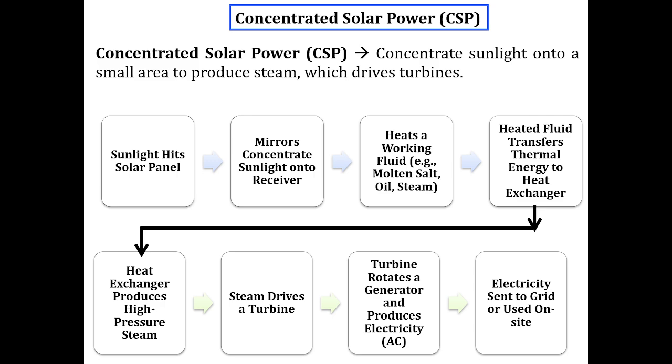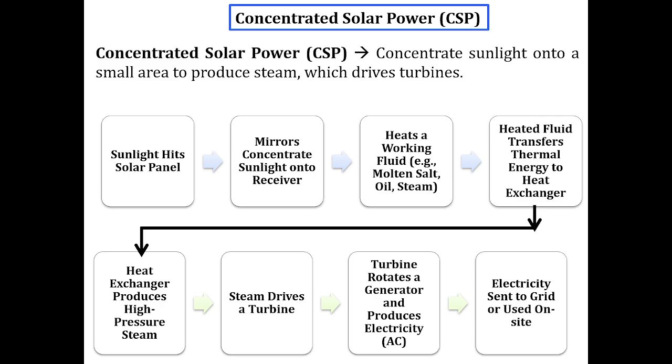The heated fluid transfers thermal energy to a heat exchanger. The heat exchanger produces high pressure steam. The steam drives a turbine. The turbine rotates an electrical generator. The generator produces AC electricity which can be supplied to the grid or used on site. So, the energy conversion is solar radiation to thermal energy, to steam energy, to turbine mechanical energy, to electrical energy. This is quite different from solar PV, which converts sunlight directly into electricity.